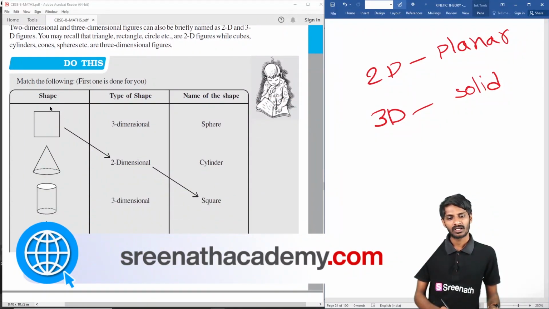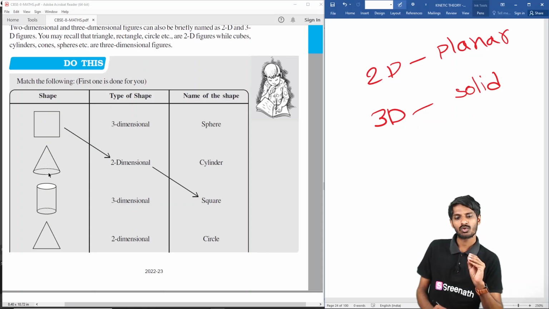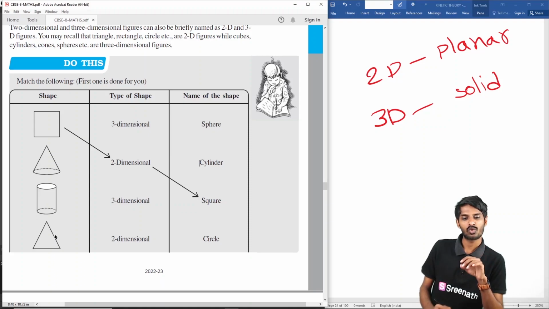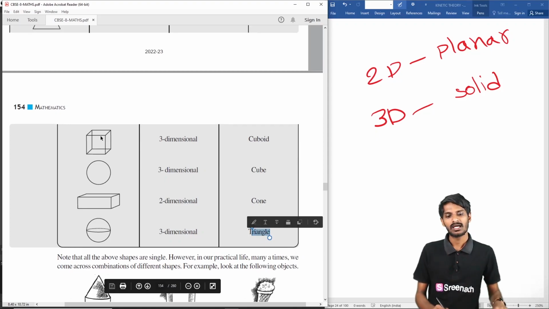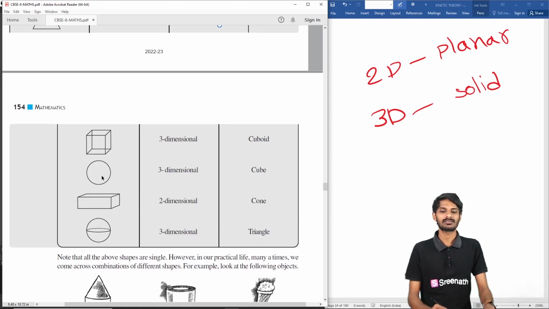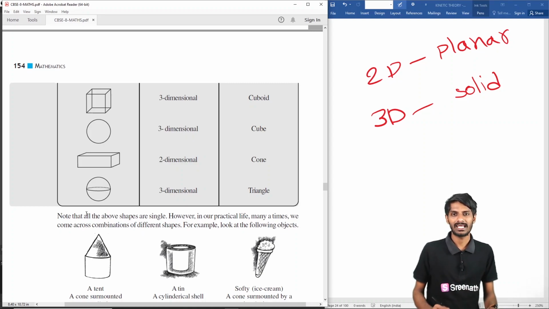Suppose if you see here, the square is a 2-dimensional one. Here it is the cone, and it is a 3-dimensional thing, and this is the cylinder, which is also 3-dimensional. Here it is the triangle. It is the cube, which is 3-dimensional, and the circle, which is 2-dimensional. This is the cuboid, which is 3-dimensional. This is the sphere, like a ball, which is also 3-dimensional, students.